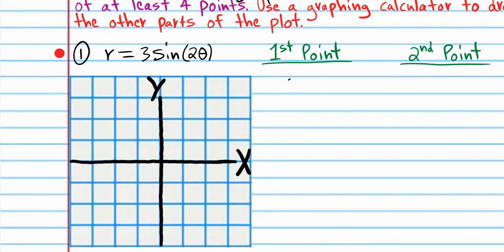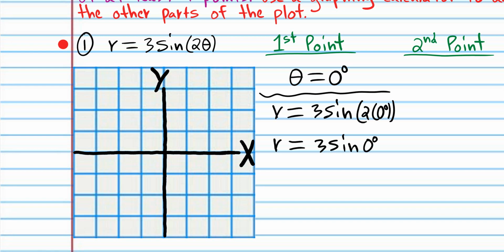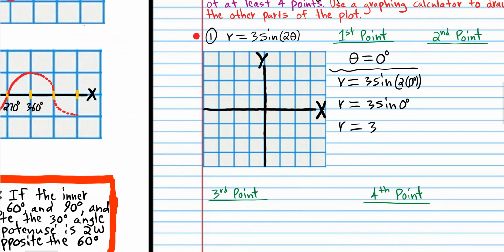So I like to choose theta is equal to 0. We can choose any theta value that we want, but 0 degrees is usually pretty easy when it comes to the math. So now we're going to calculate the r value when theta is 0 degrees. So 2 times 0 degrees is 0. So now we have sine 0 degrees. And what is sine 0 degrees? Well, that's a collapsed triangle.